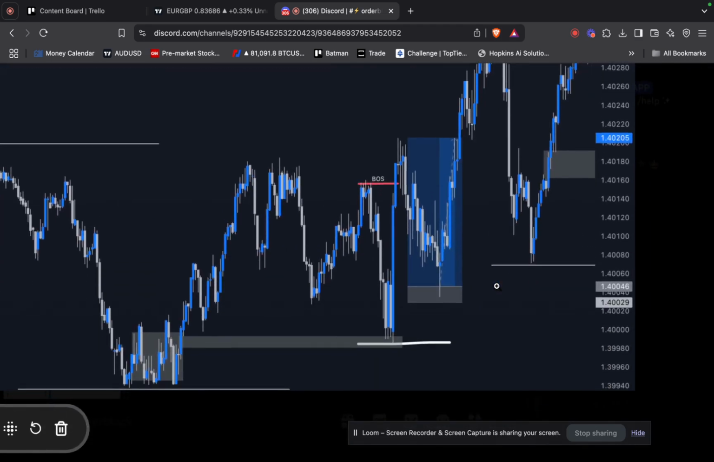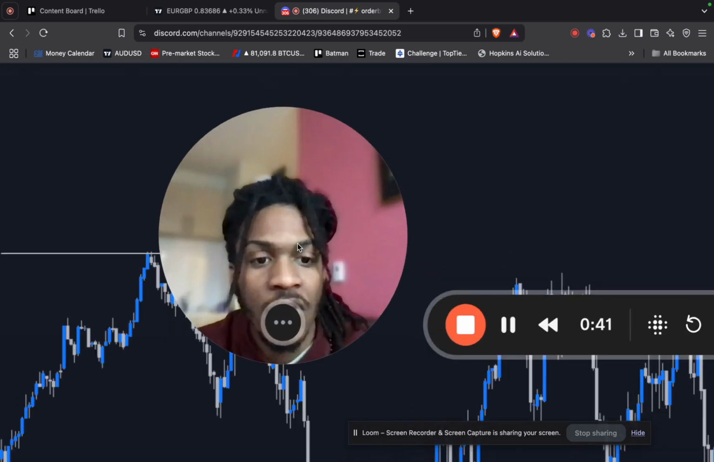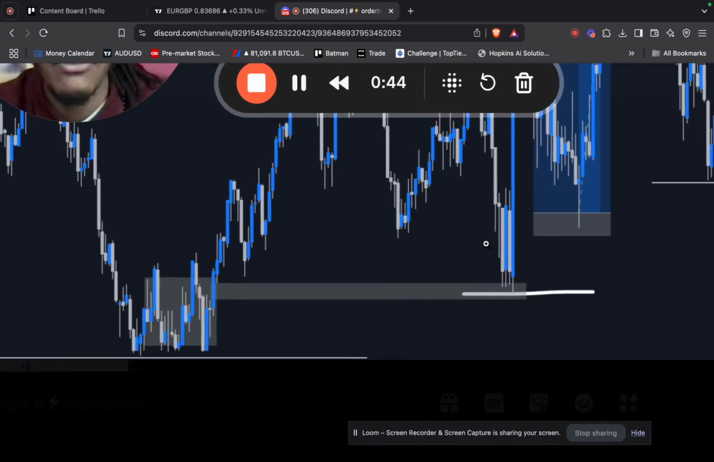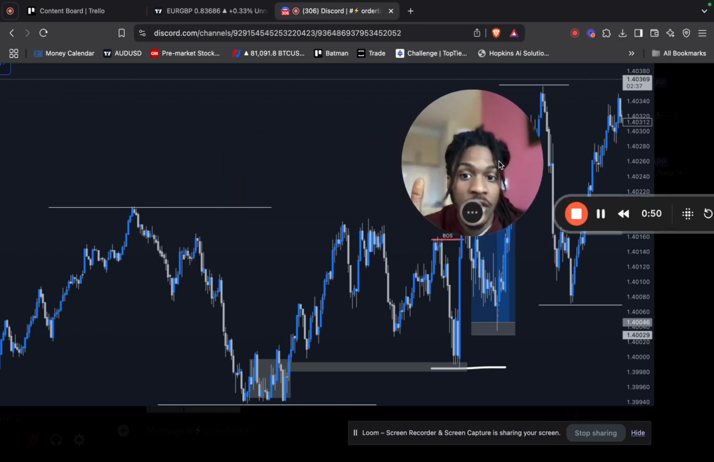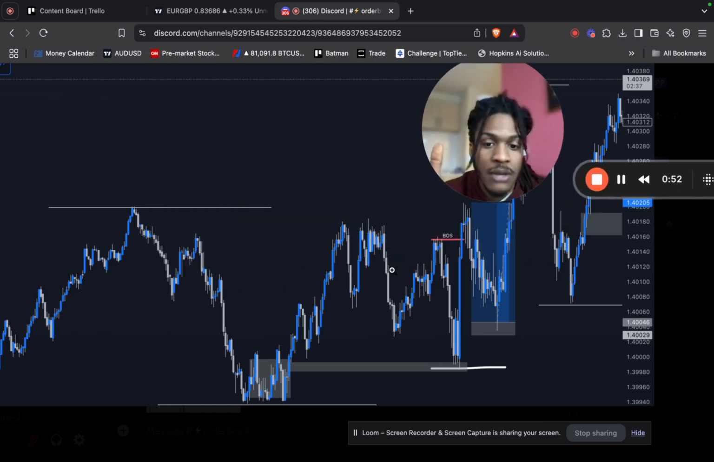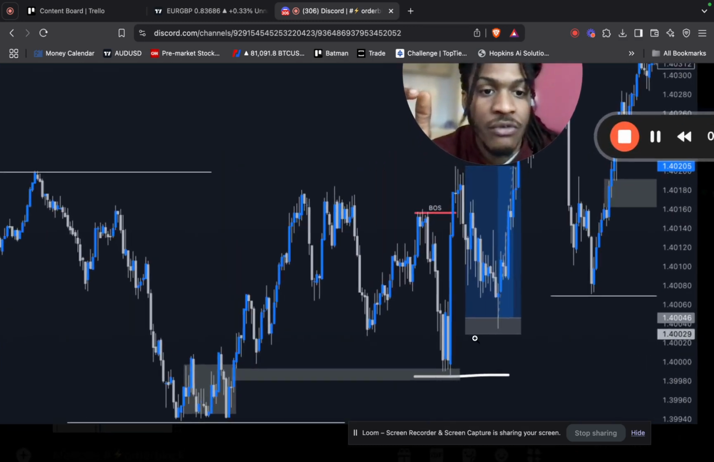Like here, right now, this is a setup I had. This was an order block trade, not a fair value gap trade. As you can see here, my entry was on that order block, or that demand zone. You can look at it as demand. Entered there, and if you look at most of my entries in the Discord, most of them have a wick.